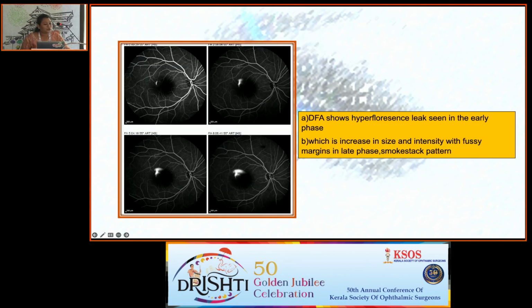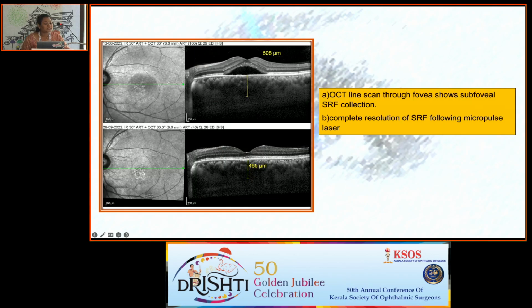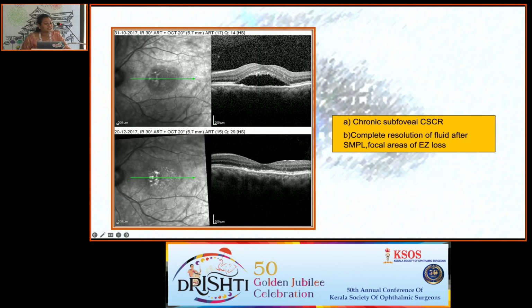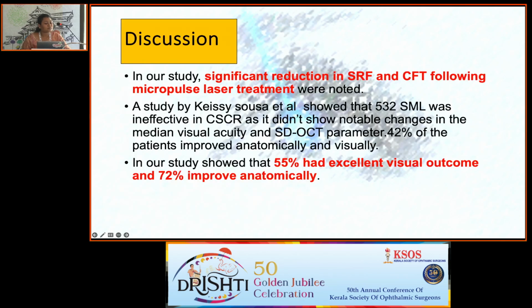This is a FFA showing leak in the early phase, that increases in intensity and size in the late phases. This is subfoveal SRF pre and post treatment, juxtafoveal SRF pre and post treatment, and this is chronic CSCR pre and post treatment. Coming to the discussion, in our study, a significant reduction in SRF and central subfoveal thickness following micropulse laser treatment was noted.